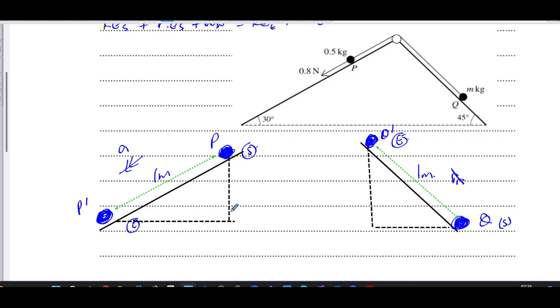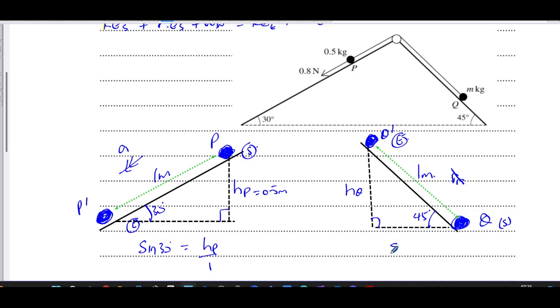Okay, so this is a right angle, this is a right angle, this is 1 meter, this is 1 meter, this is 30 degrees, and this is 45 degrees. Okay, and we know that this is the height through which P is moved, this is the vertical height through which Q is moved, so we can say that sine of 30 equals the height through which P is moved over 1, which is going to be sine 30, which is a half, so that's 0.5 meters.